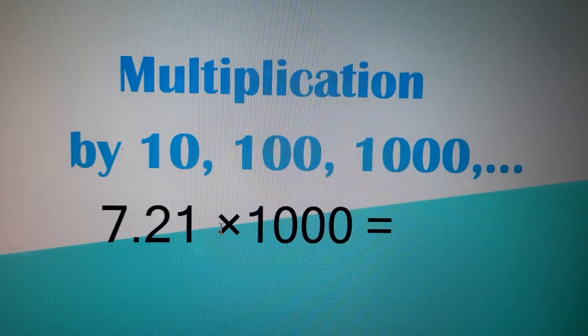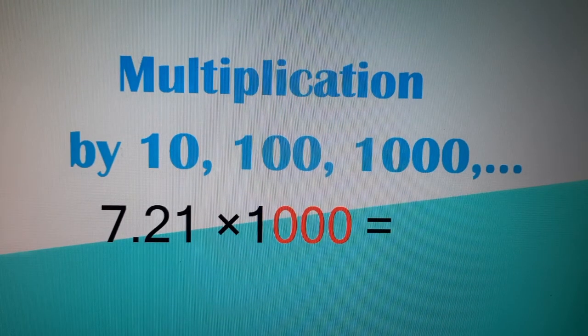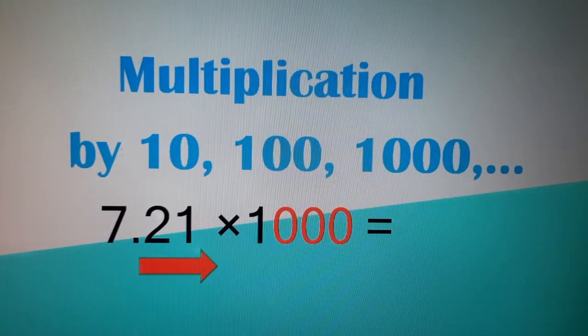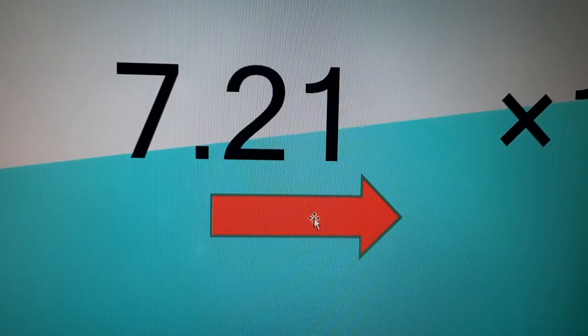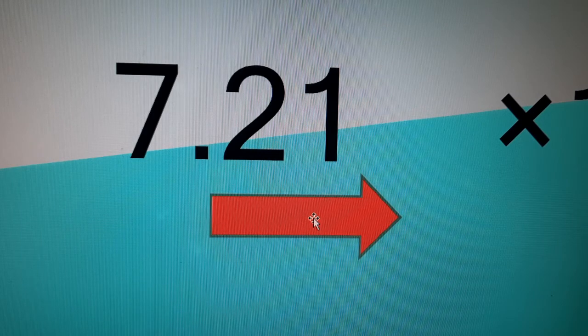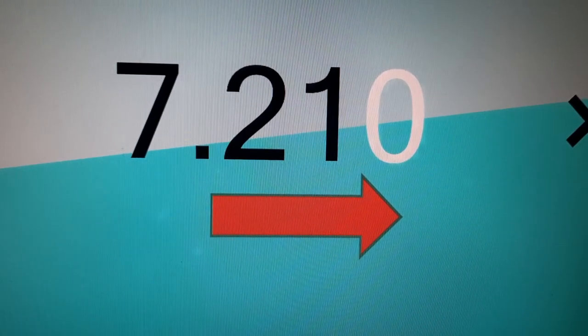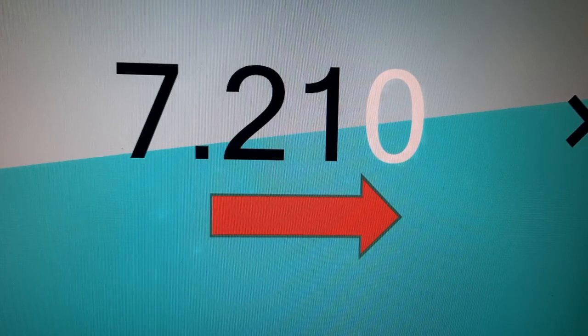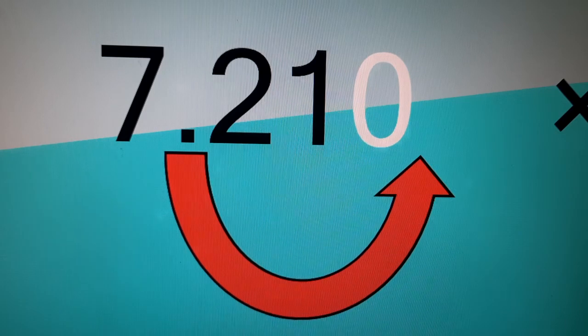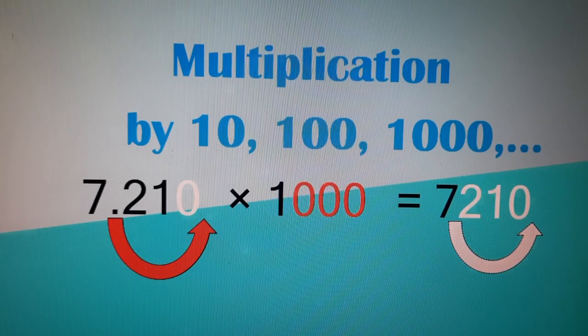Next one, let's multiply 7.21 by 1000. As you know, 1000 has 3 zeros. We have to move the decimal point 3 places to the right. But in this number, there are only 2 digits after the decimal point. Then we have to write an extra 0 at the end of the number. Now we can move the decimal point 3 places to the right. Then we get the final answer 7210.